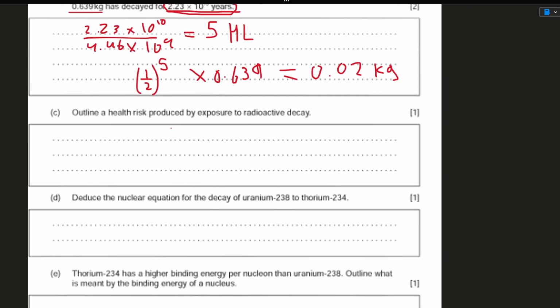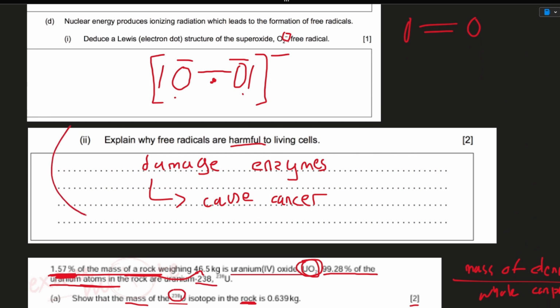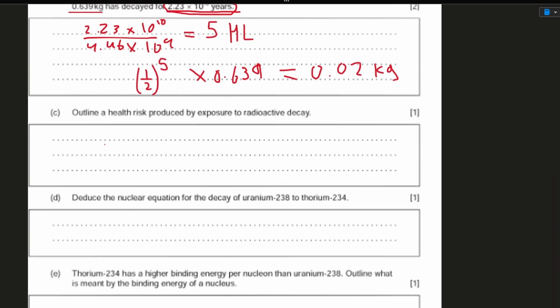Right, so part C is sort of the same analogy as question 1, which is: outline a health risk produced by exposure to radioactive decay. Well, it's pretty good that this is just worth 1 mark, because common sense, the exposure to radioactive decay can lead to possibly genetic mutations. We can say that. Or more simply, actually, we can just say cancer.